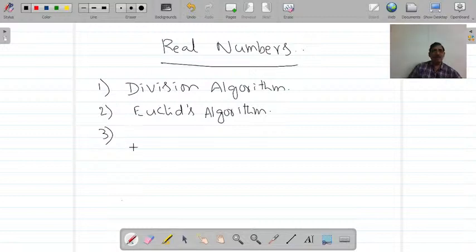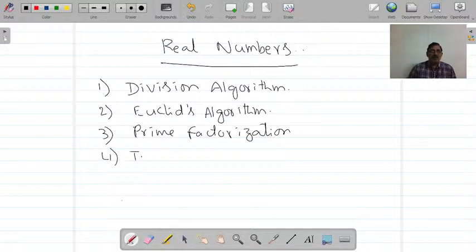Good. Let us go ahead. The next one is prime factorization, unique prime factorization theorem. Then the next topic is terminating and non-terminating decimals.